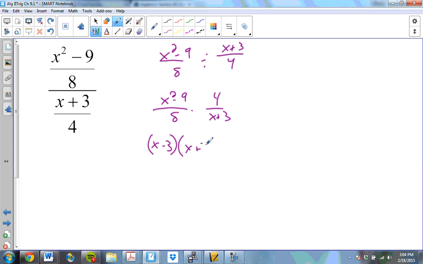This can factor. Cancel, cancel, cancel 1, cancel 2. It's x minus 3 over 2. Written that in yellow, no big deal. There's nothing x can't be, so that's done.